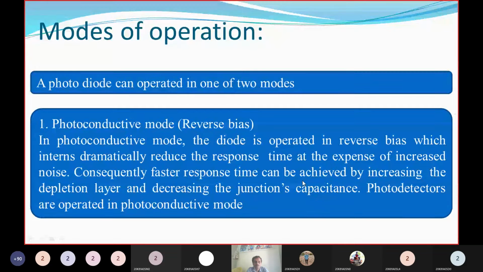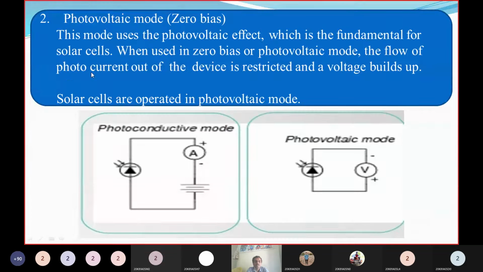Okay, this is about the first mode, the photoconductive mode, and the second one is the photovoltaic mode. This mode uses the photovoltaic effect, which is fundamental for the solar cell. When used in zero bias or photovoltaic mode, the flow of photocurrent out of the device is restricted and voltage builds up. See here, this is the photoconductive mode, where the diode is connected in reverse bias. This is the photovoltaic mode, where we are not connecting anything here.